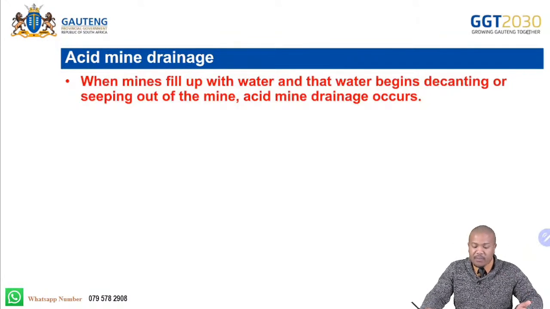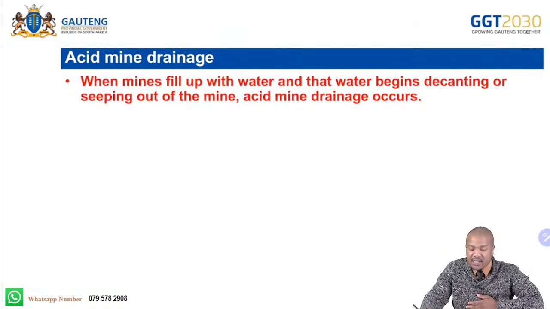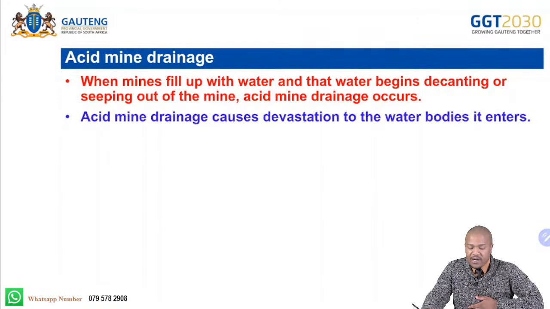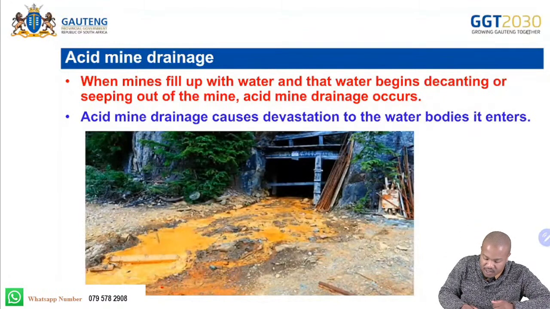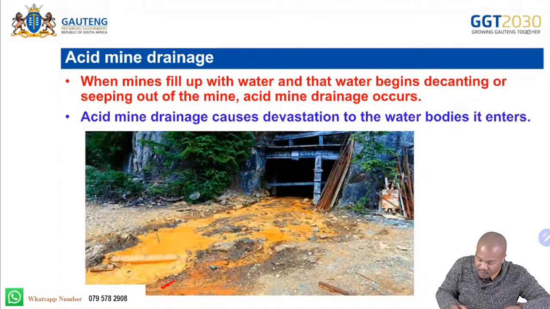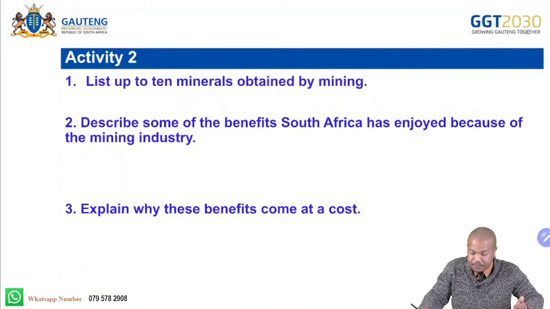Right? So when mines fill up with water and that water begins decanting or seeping out of the mine, acid mine drainage occurs, right? Where acid mine drainage causes devastation to the water bodies it enters. So this is a result of what? Acid mine drainage, right? As you can see now we have what? Too much contaminated and polluted water.